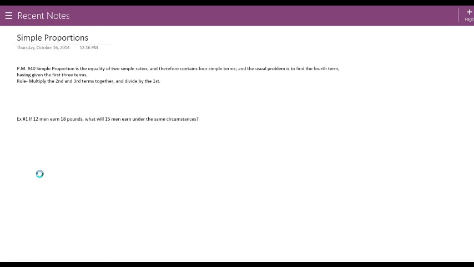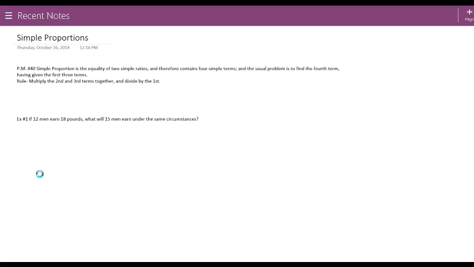Today we're going to continue talking about simple proportions using Pure Mathematics Section 40. In Pure Mathematics Section 40 it says a simple proportion is the equality of two simple ratios and therefore contains four simple terms. And the usual problem is to find the fourth term having been given the first three terms. So the rule that they give you is to multiply the second and third terms together and divide by the first, and that lets you find your fourth term.